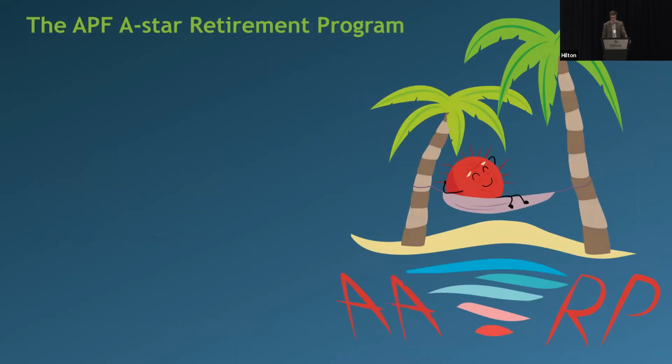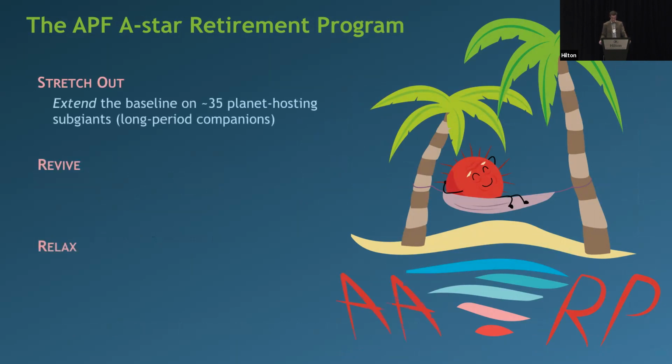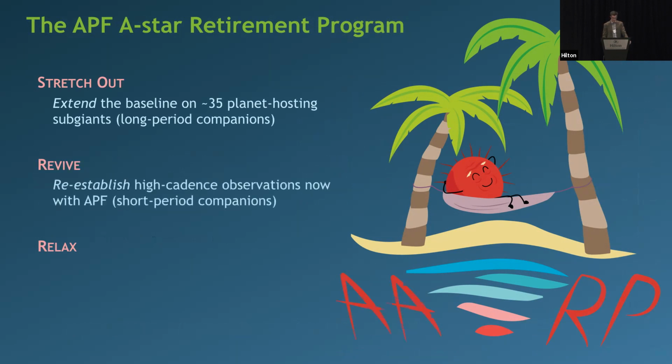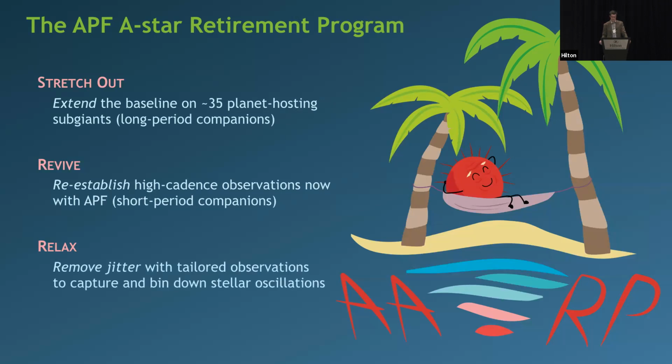And to stretch this metaphor as far as we can, the goals of this program can be roughly described using 3 retirement adjacent words. Those goals are to extend the time baseline on 35 planet host stars to be sensitive to long period companions, to reestablish high cadence observations to also improve sensitivity to potential short period companions, and then lastly, doing all of this under this approach to capture and bin down stellar p-mode oscillations.